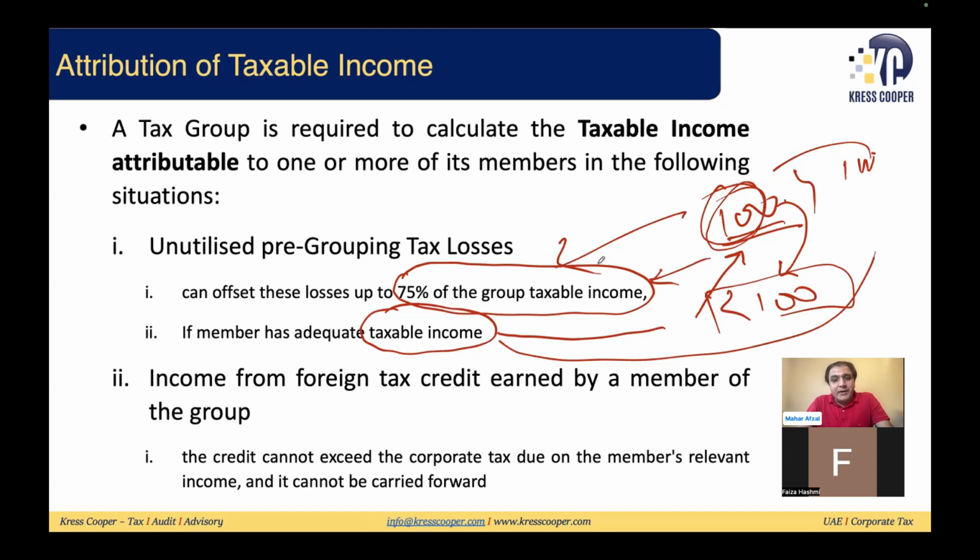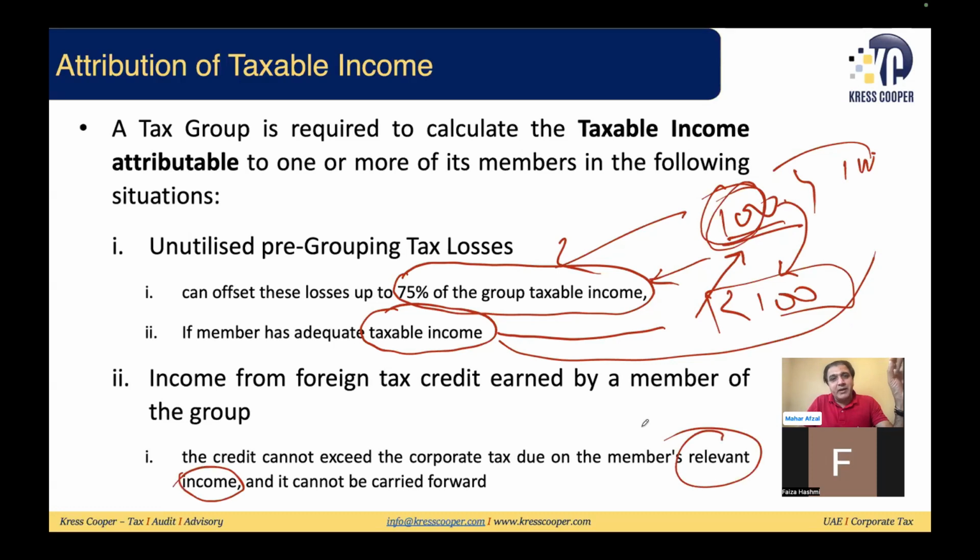Then income from the foreign tax credit earned by a member of a tax group. Assuming there are two members in the tax group, and one member has a foreign tax credit, then the law says this credit cannot exceed the corporate tax due on the member's relevant income. This credit cannot exceed the corporate tax due on the member's relevant income. It means we need to assess the relevant income of the individual member.